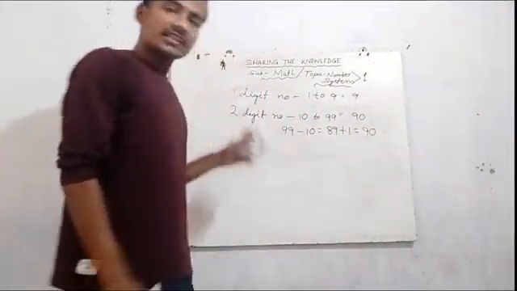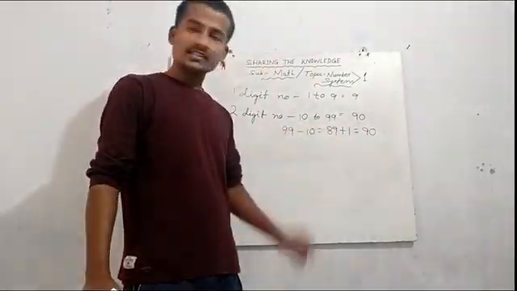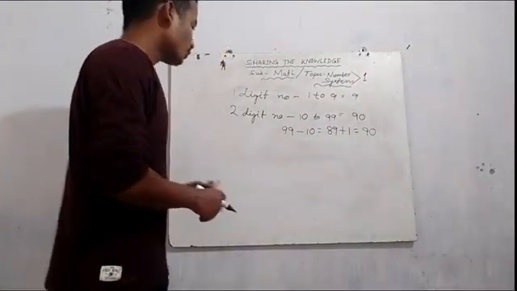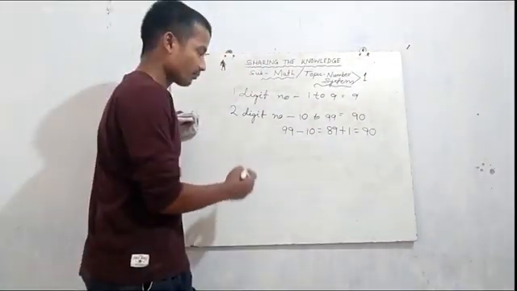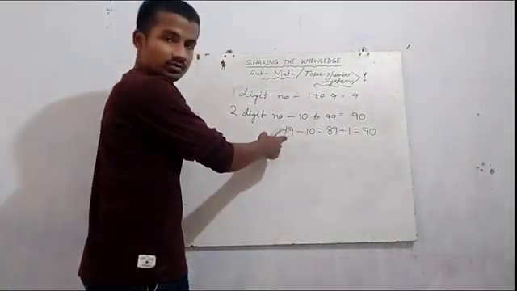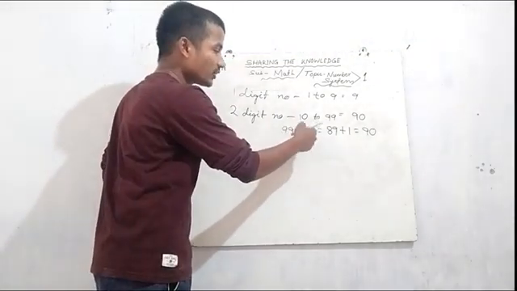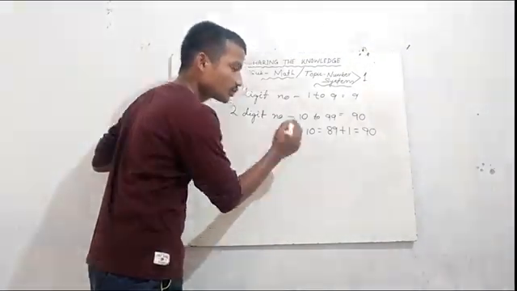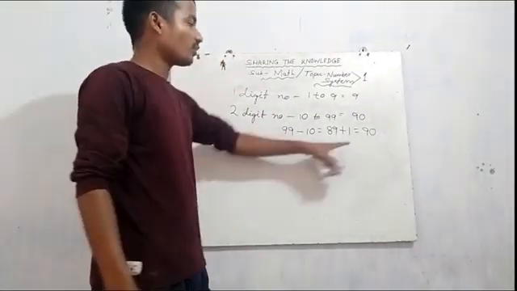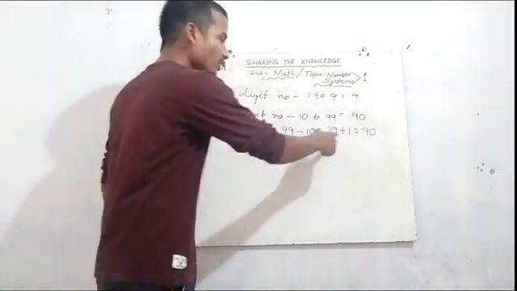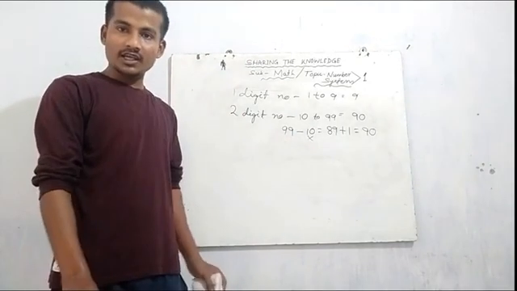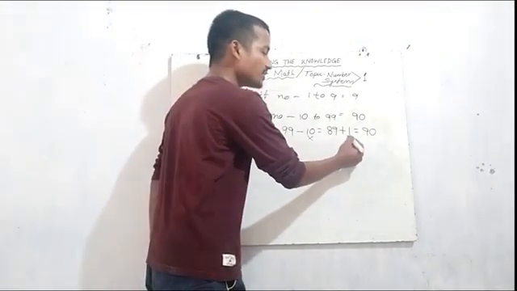A question may arise in your mind: why is 1 added here? When you are counting from 10 to 99, 10 will also be counted. That's why 1 is added. If you do not add 1, then 10 will not be counted. So that's why 1 is added.